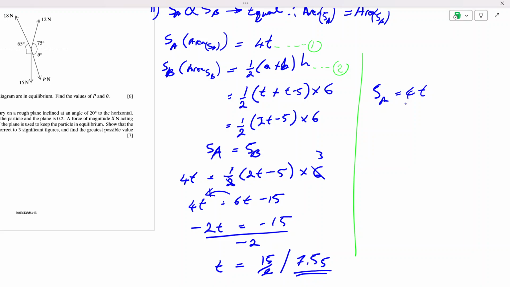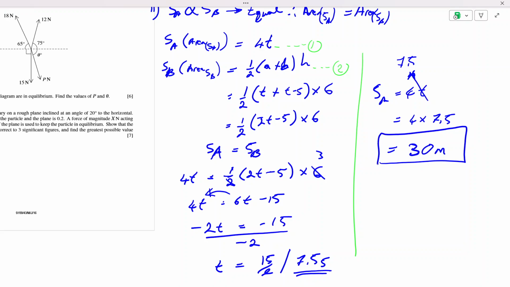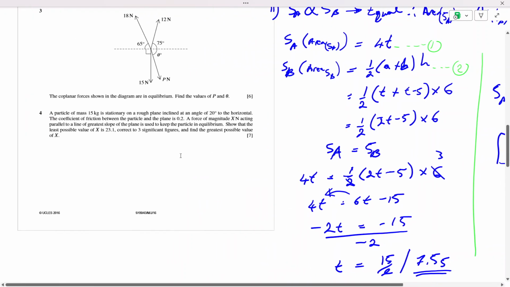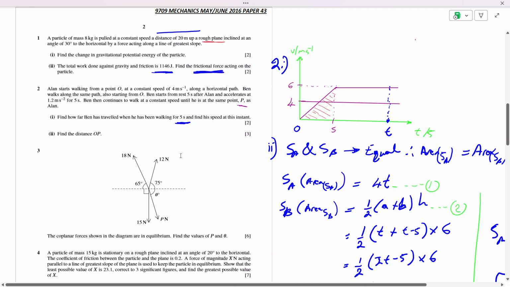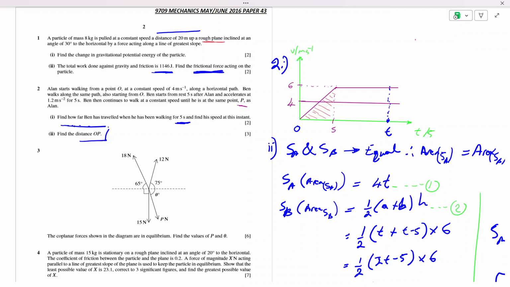It's 4t, and we know that t is 7.5 now. So you can just multiply 4 multiplied by 7.5. When you plug that in your calculator, you're going to get 30 meters. Right, and that's your answer. So the distance OP, where they meet, where both Alan and Ben will be, is going to be equal to 30 meters. And that's it.